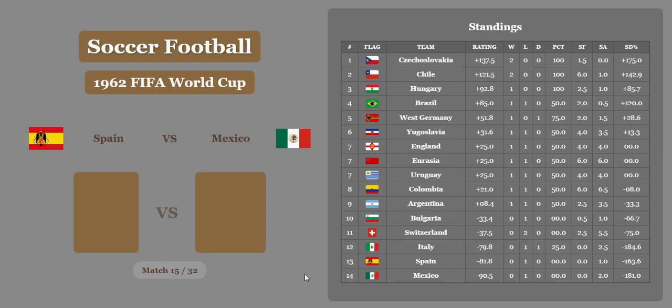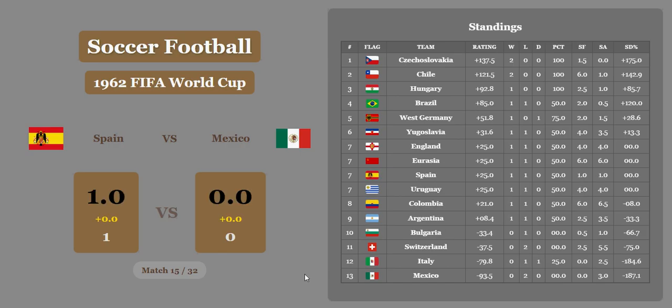Next game, Spain versus Mexico. Spain narrowly beats Mexico, and that will help them get out of that rut. They move up to 7th, now tied with Uruguay, Eurasia and England.